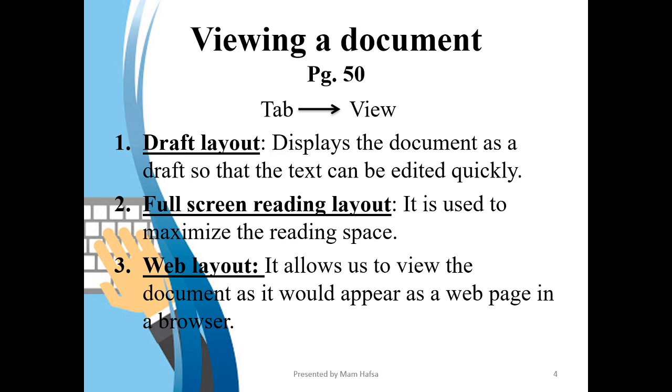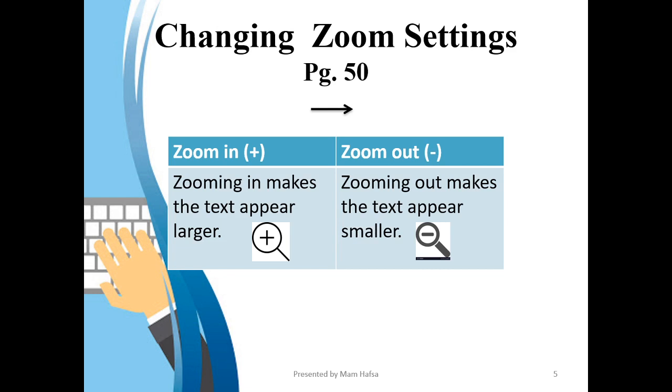The next we have changing zoom settings, again on page 50. Here you have two types of zoom settings, zoom in and zoom out. Zoom in is denoted by a plus sign and zoom out by a minus sign. Now actually what's the difference between zoom in and zoom out? Zoom in makes your text appear larger and zoom out means the text will appear smaller. So when you click on the plus sign, your text will appear larger in size and the minus sign will make your text smaller in size. For access to zoom settings, you have to click on the View tab.